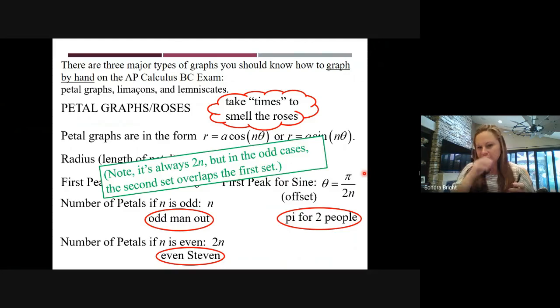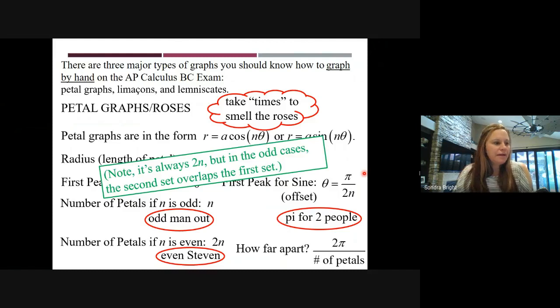All of these are shortcuts on how to graph, but really you could plug in angle values and get your r's and then plot them with polar points. Remember, going out r units at angle theta. But I'm giving you shortcuts that you learned last year, and then we'll use them again this year. If you were to plug in points, you would see that it ends up overlapping on the second set.